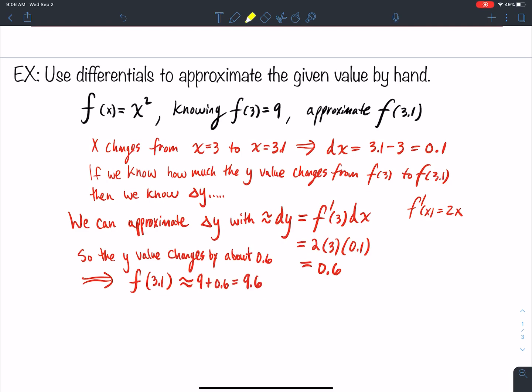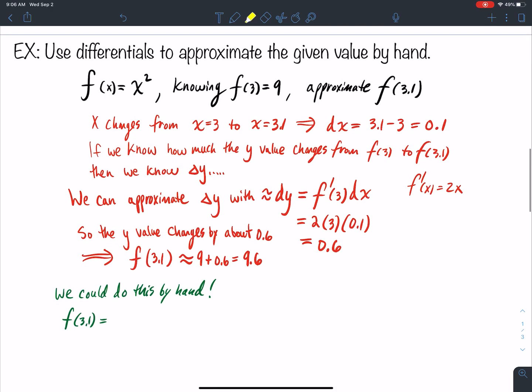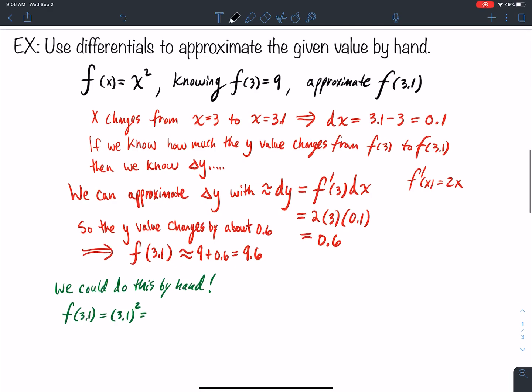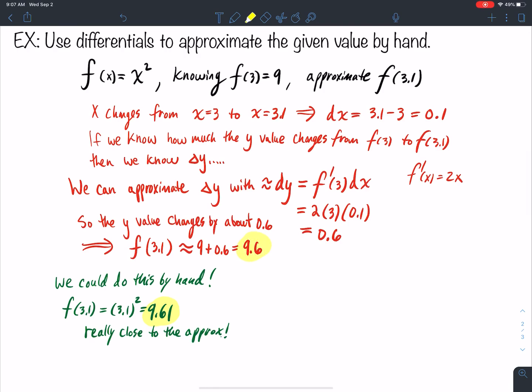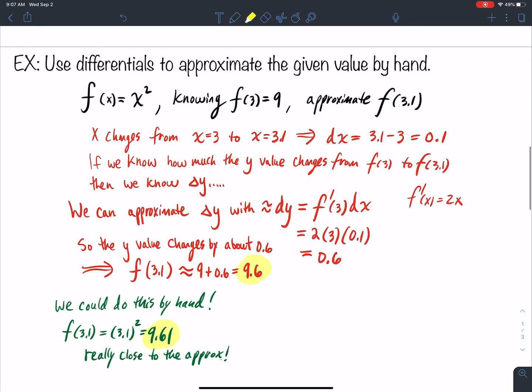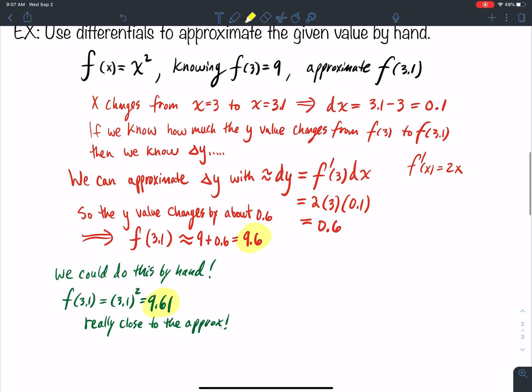Okay? So why even bother with doing this? We could do this by hand, right? If I just took f of 3.1, I literally take 3.1 and I square it. There's nothing difficult about squaring 3.1. 3.1 squared is 9.61. Hey, that's really close to what we approximated, right? So 9.61 is really close to 9.6. So regardless, this was a pretty good estimate, to within a hundredth of the true answer, right?